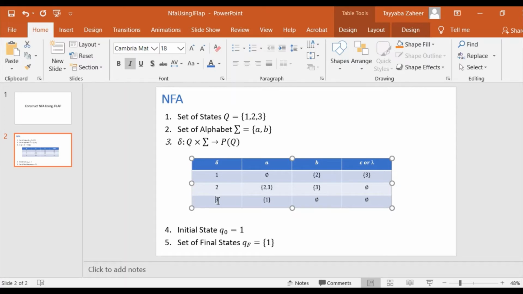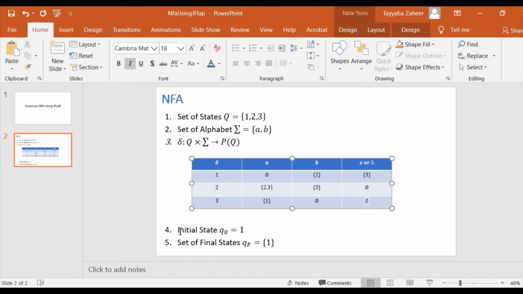At state 3, for input letter A, there would be a transition from state 3 to state 1, and at state 3, there would not be any transition for input letter B, and there would not be any transition at state 3 for epsilon or lambda or empty string.